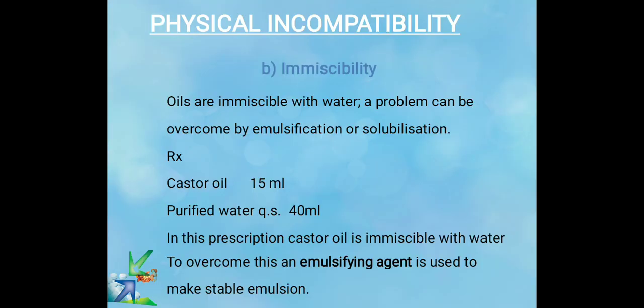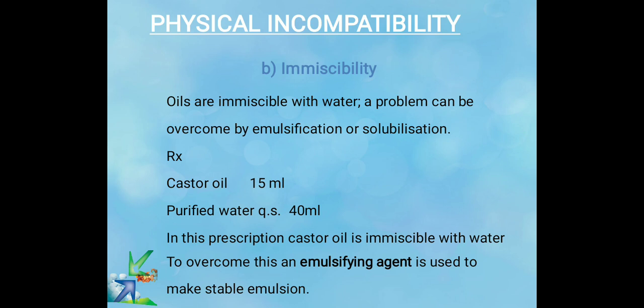The second type of physical incompatibility is immiscibility. As we all know, immiscibility means what? When two liquids are combined together, they are not getting mixed properly. They result in separation of the phases. So when oils are mixed with water, it results in immiscibility.